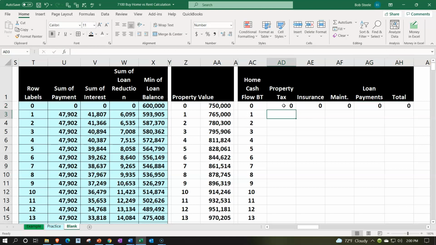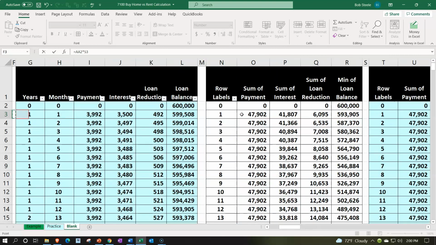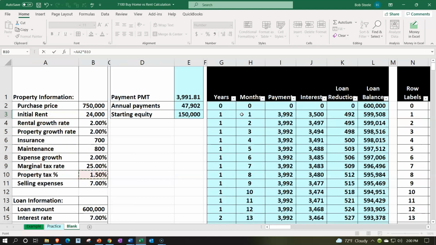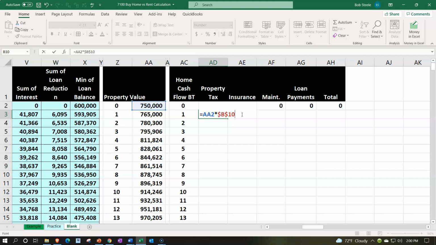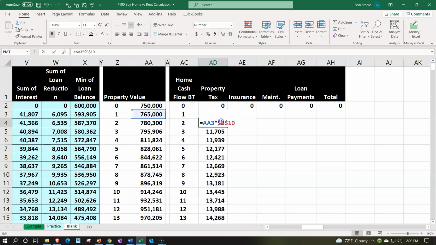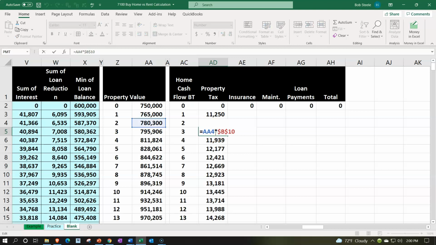But property taxes, we're going to say this is going to be equal to the property value, let's say the prior year property value is going to be used in order to assess the property taxes, times, I'm going to put my cursor back down, going all the way to the left, the property tax rate. Property taxes are typically on the value of the home. We're going to say they're at 1.5%. That could differ depending on where you are. I'm going to press F4 on the keyboard, $ before the B and the 10. So then it's going to be 11,250 for year one. I'm going to copy that down, and it always takes the prior year to calculate the property tax.